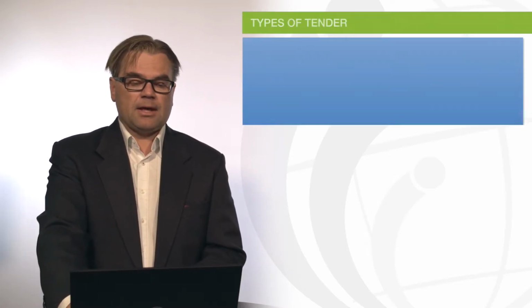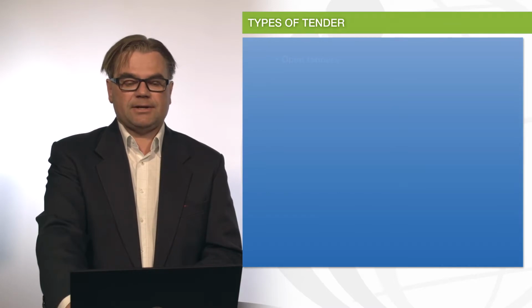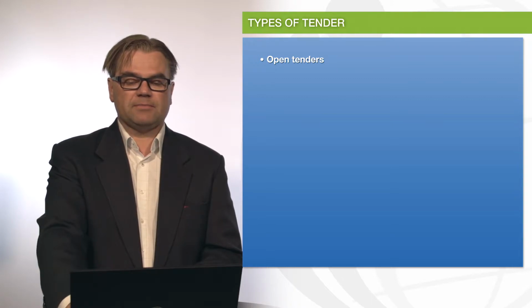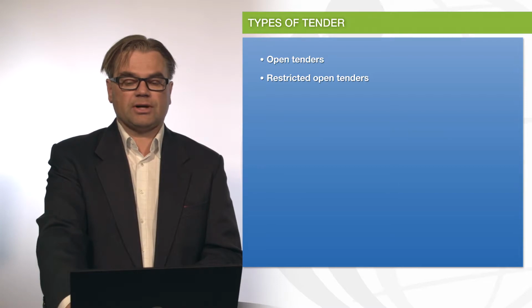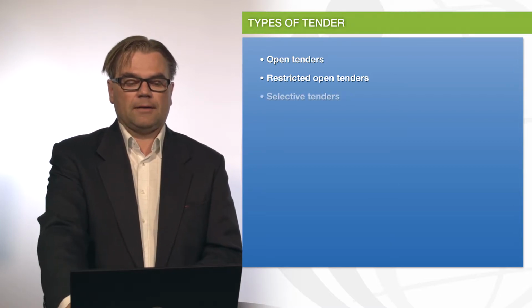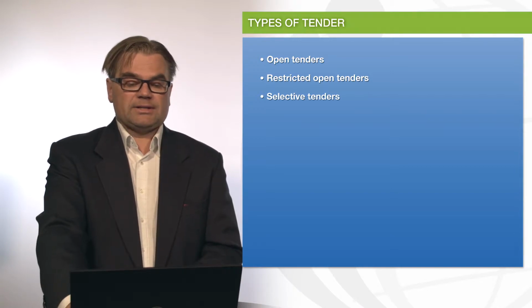The procedure might differ a bit depending on the type of the tender. There is first open tenders, where suppliers are invited to compete for a contract advertised in the press or on the internet. Then we have restricted open tenders, where suppliers are invited to compete for a contract, the advertising of which is restricted to appropriate technical journals or local newspapers. Then we have selective tenders, where suppliers that have been previously vetted regarding their competence and financial standing are invited to compete for a contract.